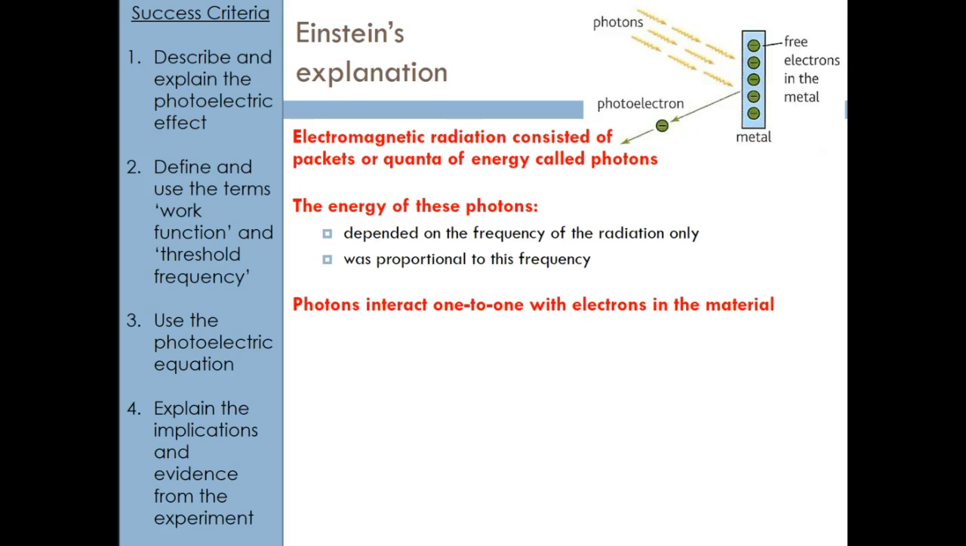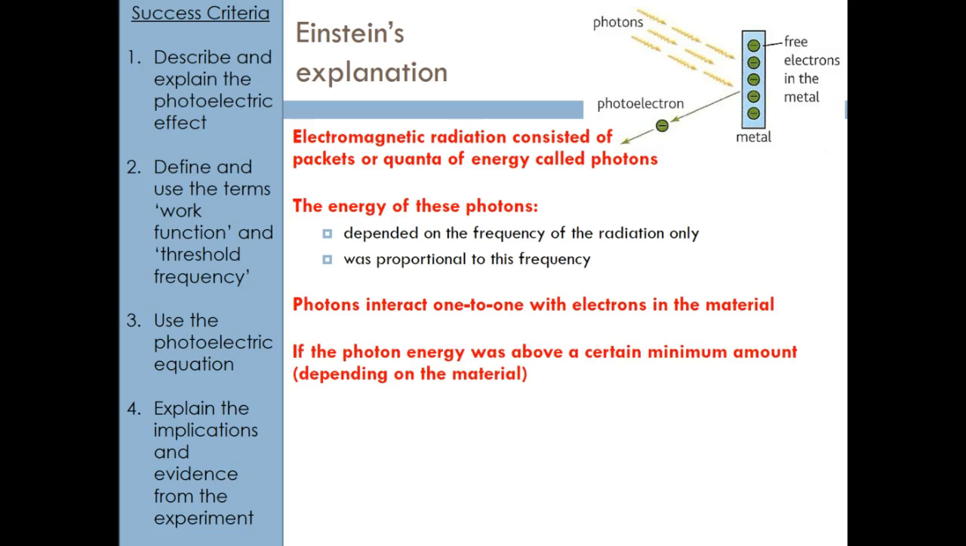He also said that the photons must interact on a one-to-one basis with the electrons in the material. So one photon can only release one electron, no matter how much energy it has, and one electron can only take one photon. So it can't take lots of low energy photons and then escape. It can only grab one photon at a time, and if that photon has enough energy, great, it can go. If it doesn't, it can't go anywhere.